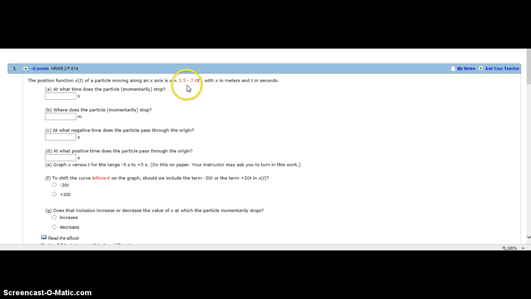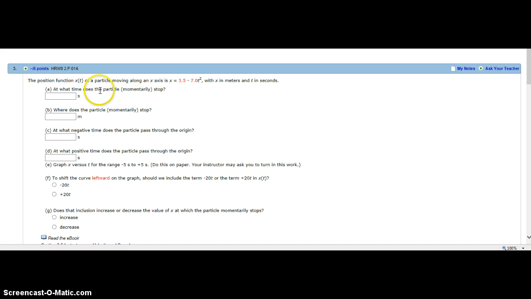This is a position function. The first question is asking at what time does the particle momentarily stop. Stop means a velocity of 0. So we're going to start with our position function and then take the derivative to get a velocity function and then treat it for a velocity of 0.